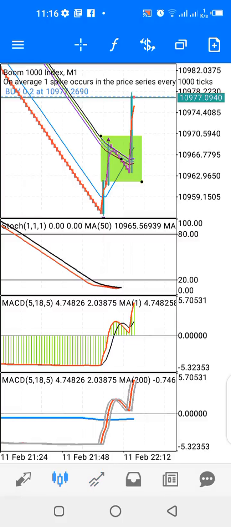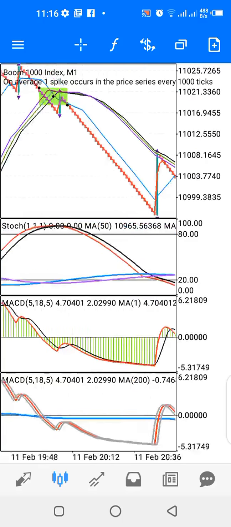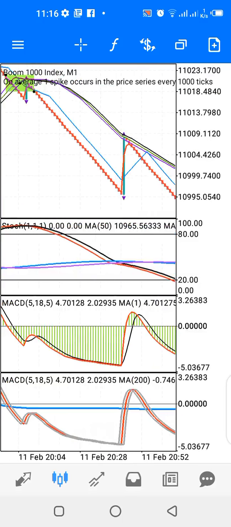Okay, let's see what happens. All right, let's see what happens if price will continue to buy in the course of this explanation. So that's that for the main window. Let's look at this.